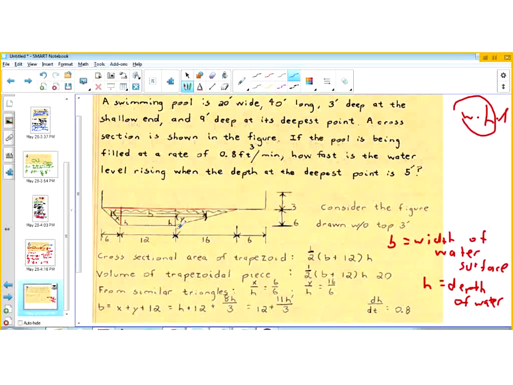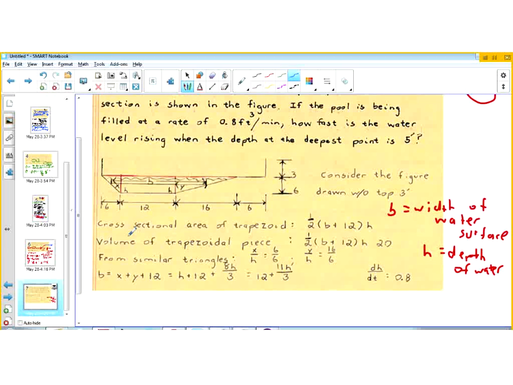Now we can use similar triangles to calculate a relationship involving Y. Y is this distance, the width of the water surface in this particular triangle. And H, of course, is the depth of the water. So we have this relationship: 16 is to 6 as Y is to H. So we now have both X and Y in terms of H, which is the depth of the water.